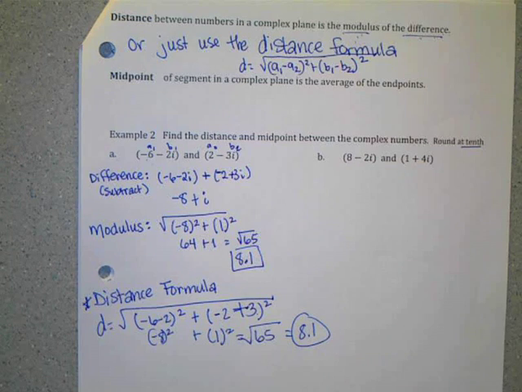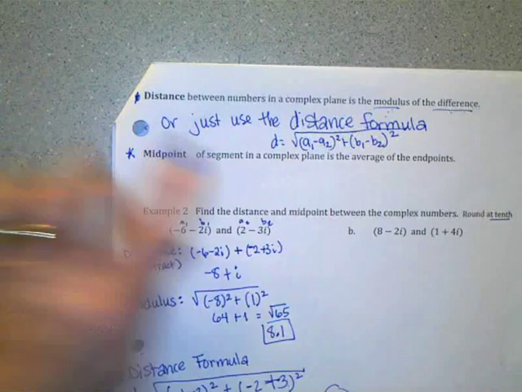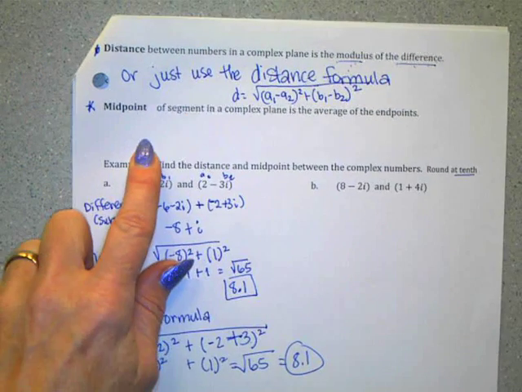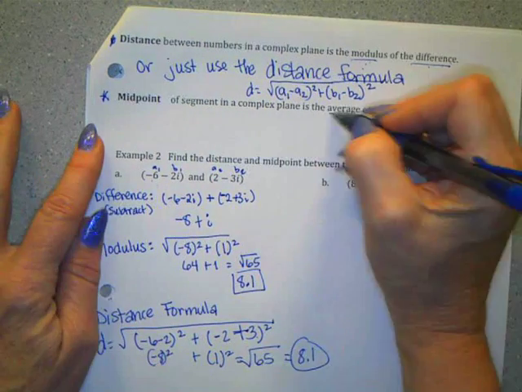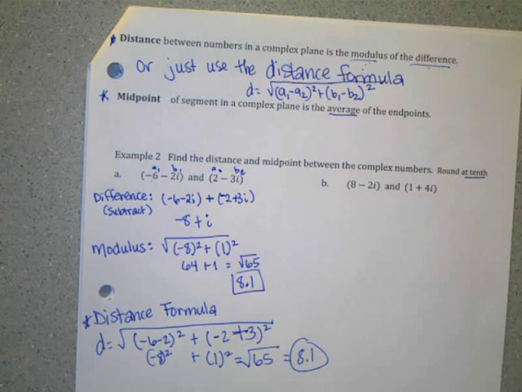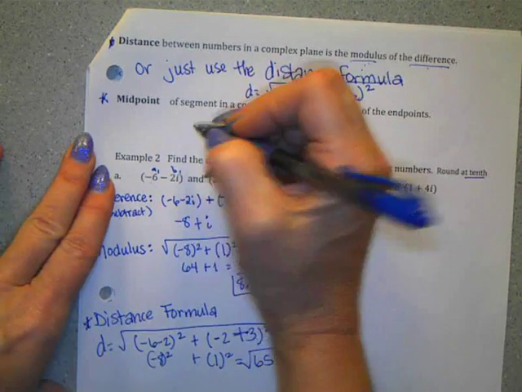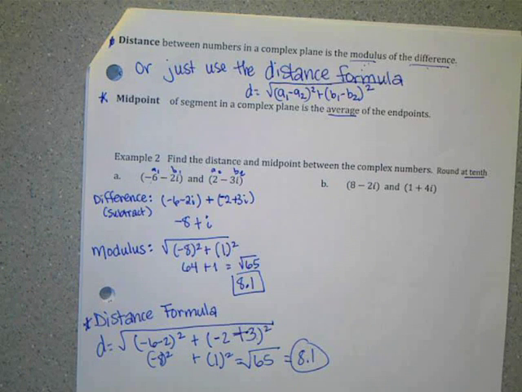Okay, the other part that you'll have to do, and our last part, is we have to find the midpoint. So we have to find the distance, and again I'd use the distance formula, and then you have to find the midpoint. And it says the midpoint of a segment in a complex plane is the average of the endpoints. Well, that sounds very familiar to when it's in a real number plane. So remember, when we find the midpoint, we add our x's and we divide by 2, and then we add our y's and we divide by 2. But we're not in the real number plane, we're in the complex plane.